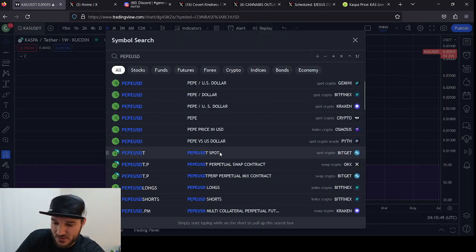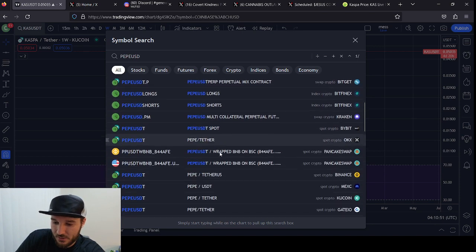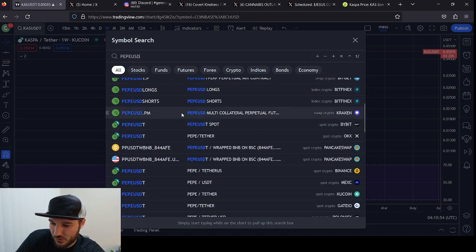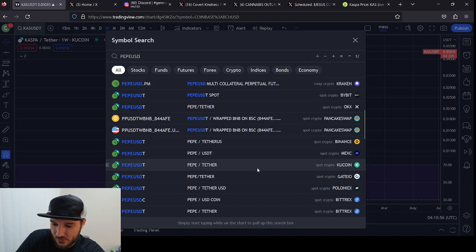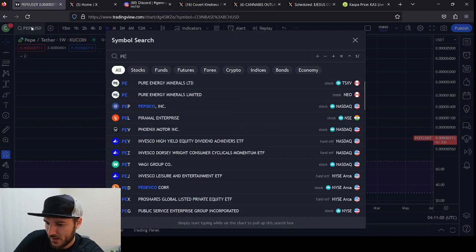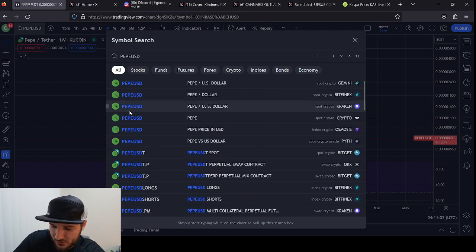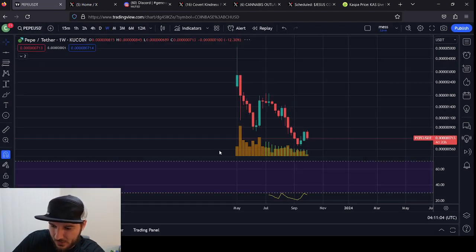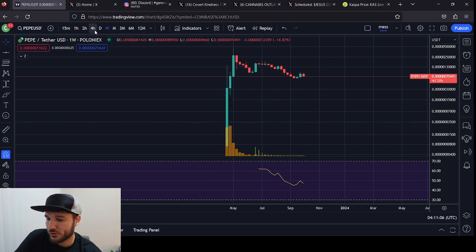We go to Pepe USD here on, what is it? Not Kraken. Let's do KuCoin. Is it KuCoin? Maybe it's Poloniex. No, I think it's Poloniex. Pepe USD on Poloniex. Where are you, Poloniex? There we go. It's one of the older Pepe charts, okay?